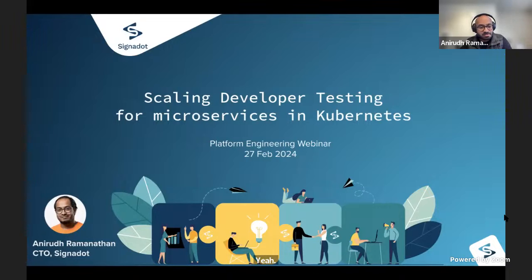I'm Anirudh Ramanathan. I'm the CTO and co-founder of Signadot, and I'm going to be talking about scaling developer testing for microservices in Kubernetes.